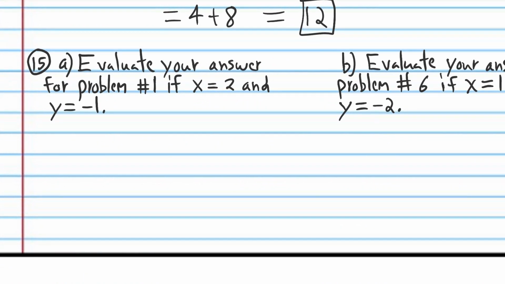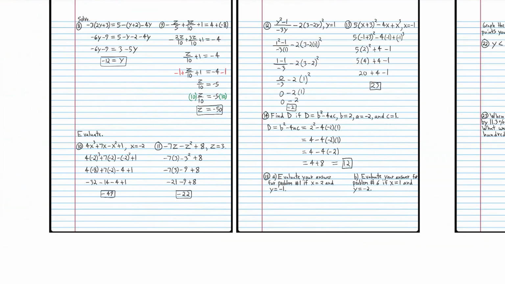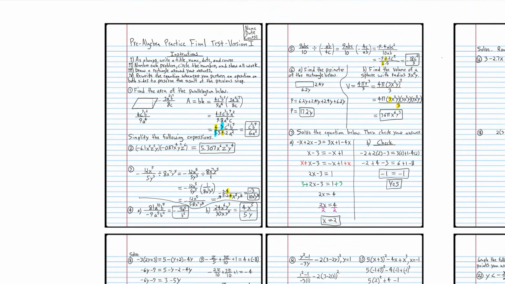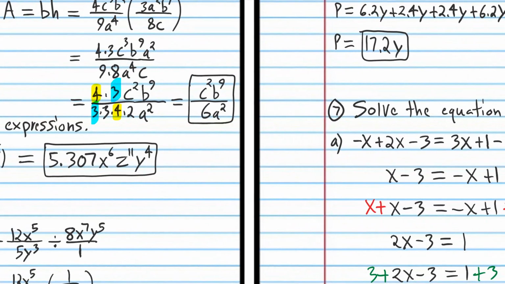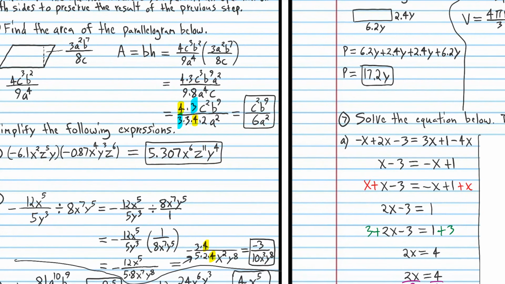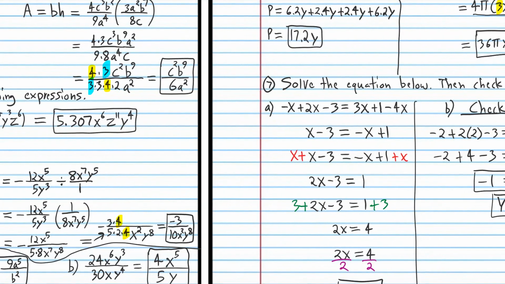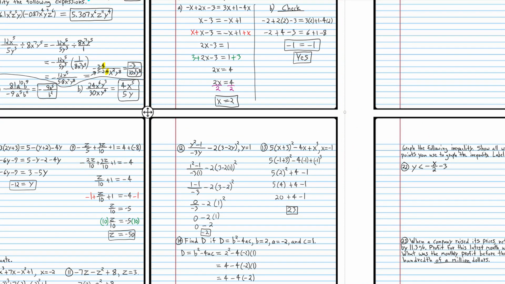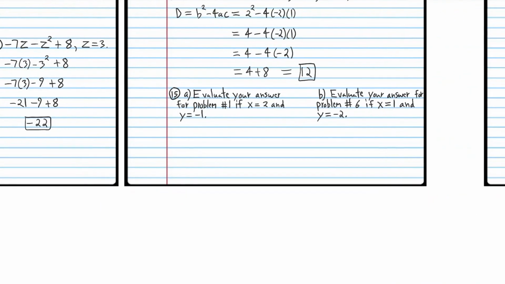All right, number 15, evaluate your answer for problem number 1 if x equals 2 and y equals negative 1. So we have to go back to problem number 1. So that's problem number 1 there. And I just realized that there's no x's there. So I changed that problem without modifying the other problem. So we'll just bring that expression down, and let me just modify this a little bit. So we'll paste that down here, and we'll bring it up, and we're going to use that.